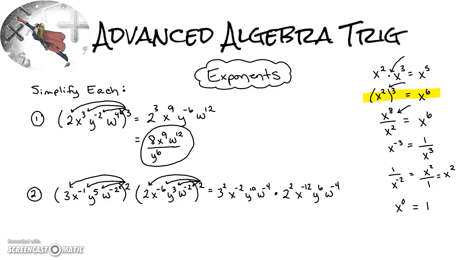Okay, now I'm ready to do the actual multiplication. Well, with the numbers, the 3 squared and the 2 squared, we know that that's just a 9 and a 4. So I can multiply 9 times 4 together, and that will give me 36.